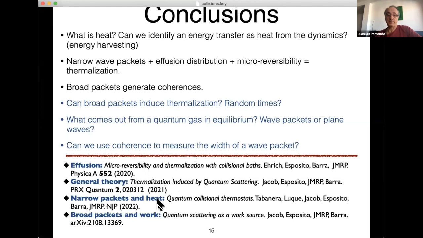And also with broad packets, this is something very interesting that I didn't mention in my talk: with very broad packets, the exchange of energy is the opposite, it's full work. So you can induce unitary evolution in the system with broad packets, and this is in this paper, which is in the arXiv. And I think that's it.